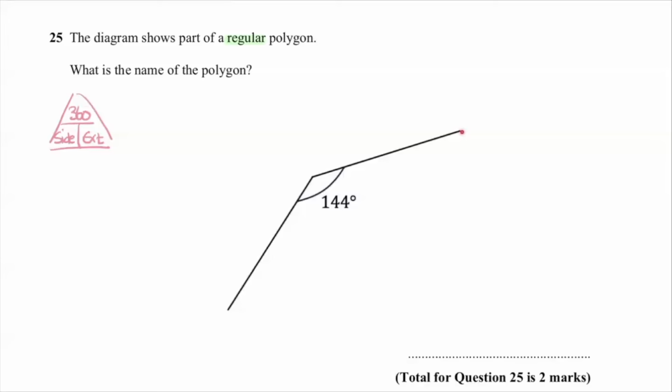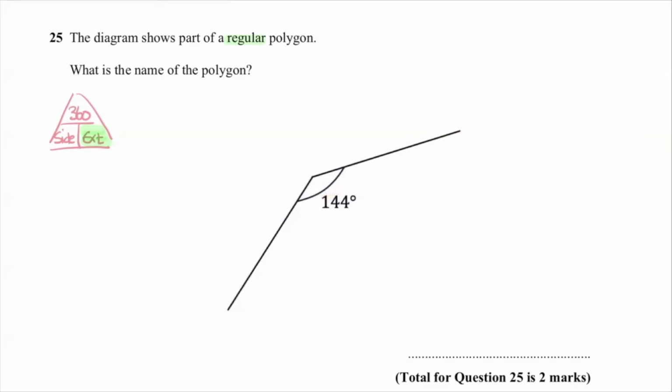Now, this is a polygon. I don't have the entire polygon. Obviously, it must keep going and it must join up, and it's got a certain number of sides. I just don't know how many. If I knew the exterior angle, I would just be able to divide it into the 360 and find my sides. This is the interior.